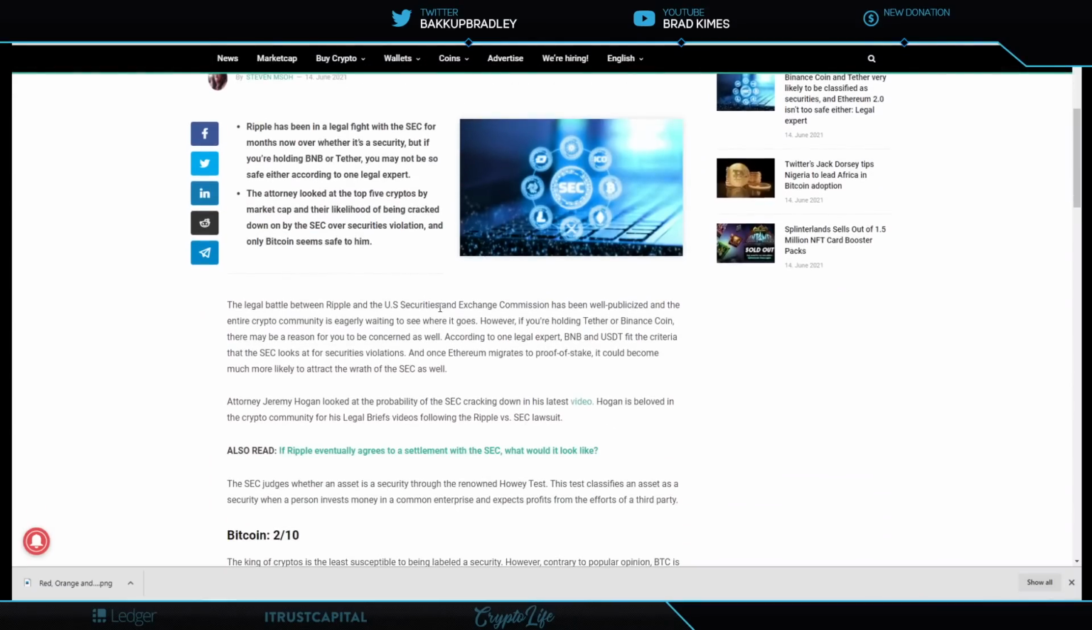The legal battle between the U.S. Securities and Exchange Commission and Ripple has been well publicized. The entire crypto community is eagerly awaiting to see where it goes. However, if you're holding Tether or Binance Coin, there may be a reason for you to be concerned as well. According to one legal expert, Jeremy Hogan, BNB and USD Tether fit the criteria that the SEC looks for in a securities violation. Now, here we see once Ethereum migrates to proof of stake, it could become much more likely to attract the wrath of the SEC as well.